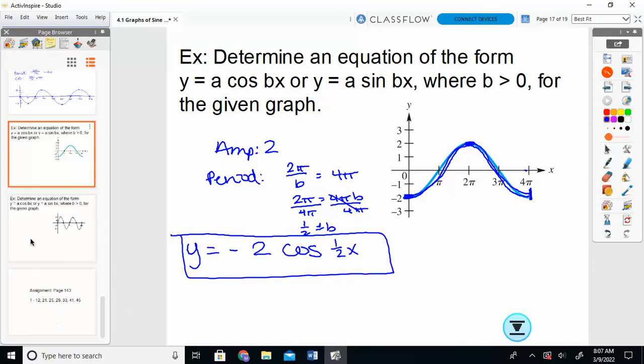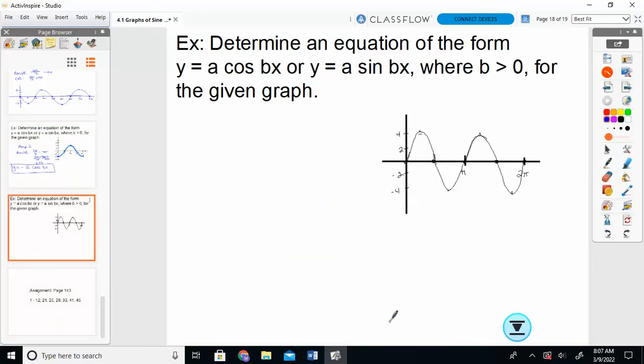That one okay? Let's do one last problem like that. So is this one sine or cosine? Is it flipped? No, because sine always goes up first. Amplitude, what are my high and low points? 4. So it's 4 sine of, and then we just need to figure out this angle.